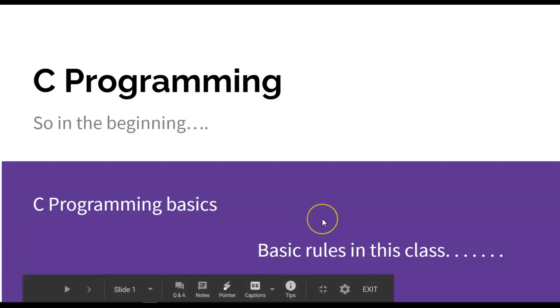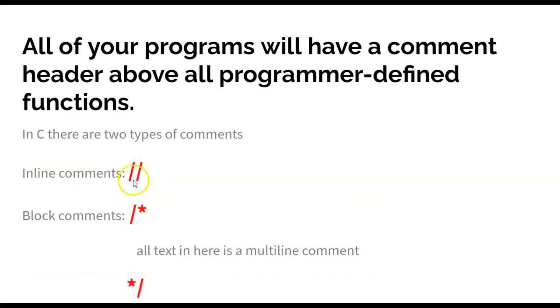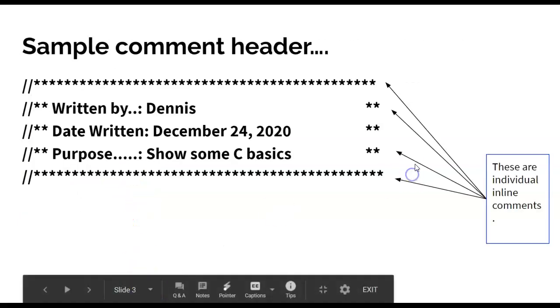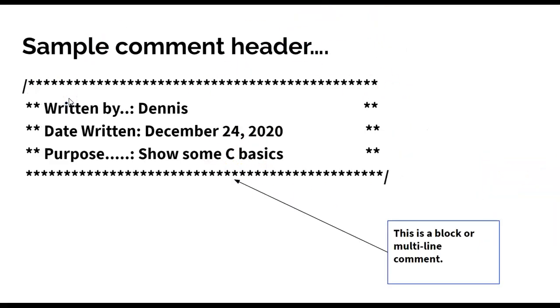Okay, I'm back, and I'd like to just do a little bit of C programming basics. All of your code is going to have a comment header, and you can create that with either an inline comment or a block comment. As we've seen in my other slide, my comment header is going to have who wrote it, when they wrote it, and a short statement of purpose. And I don't care if you use inline or block comments.